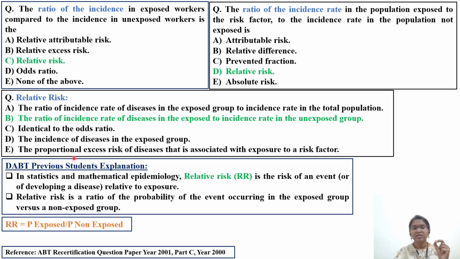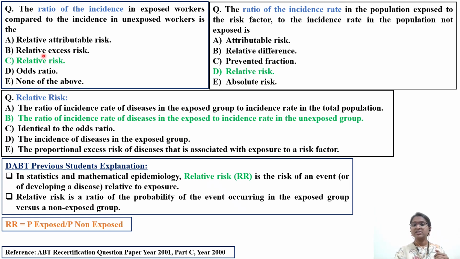Here it is not the entire population, it is a proportional excess risk of the disease which is associated with exposure to a risk factor. The explanation given by previous students is: in statistics and mathematical epidemiology, relative risk, that is RR, is the risk of an event or developing disease relative to the exposure. Relative risk is the ratio of probability of the event occurring in the exposed group versus the non-exposed group. So by the end of this slide, what you have to understand is the definition of relative risk.